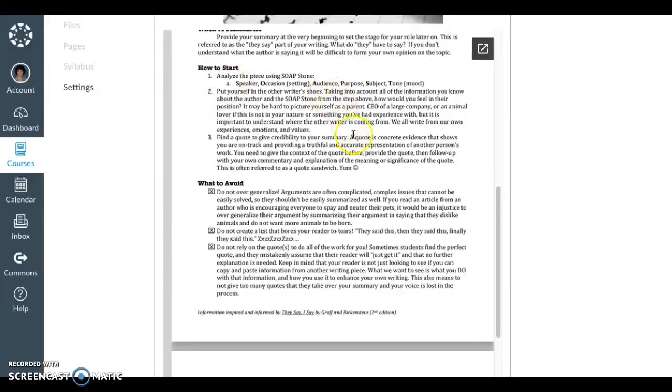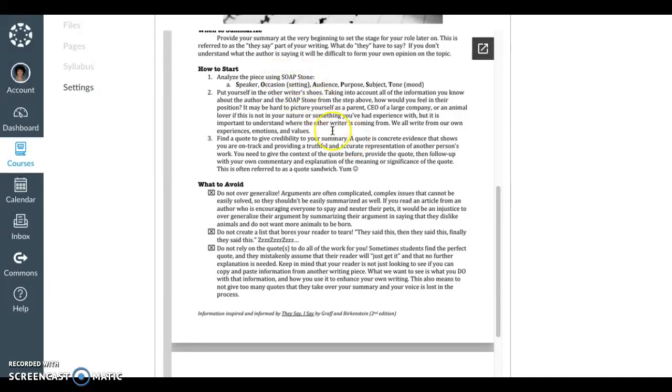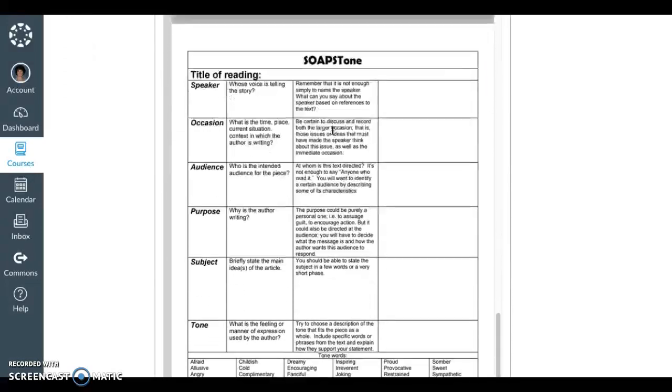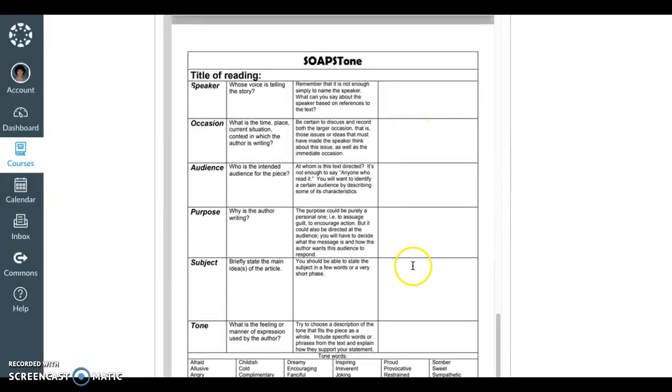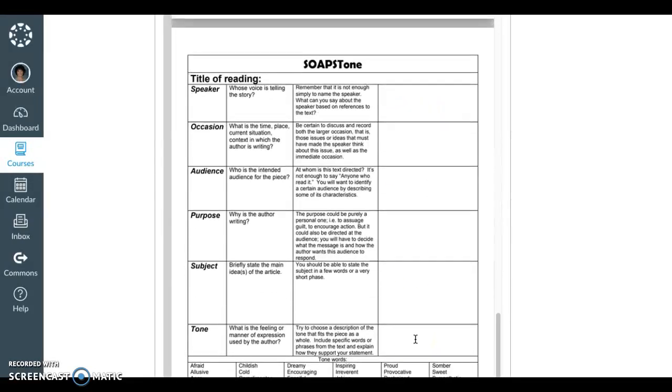You first want to analyze your piece, whatever you're summarizing, and I give one to you in this assignment, in a soapstone. Now I'm going to scroll down here at the very bottom. Here's a soapstone: the speaker, occasion, audience, purpose, subject, tone. You are answering all these questions. Whose voice is telling the story? Remember that it's not enough to simply say the name of the speaker. What can you say about the speaker based on the references to the text? That would be in here. So you fill out a soapstone, and it will help you with your summary.